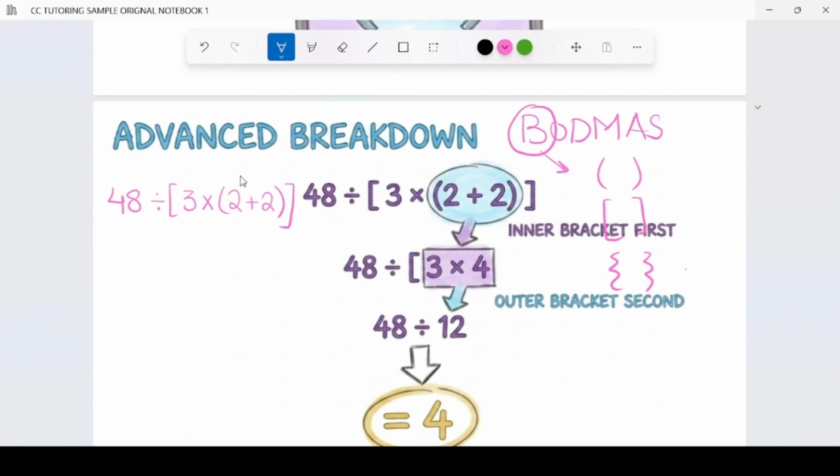So I'm gonna solve the round bracket. 2 plus 2 is 4, multiply by 3. Then I'm gonna solve the square bracket. 4 ones are 4, 4 twos are 8, 4 threes are 12. 12 divided by 48, and the answer for this one is 4. This is how you would solve all these advanced level questions.